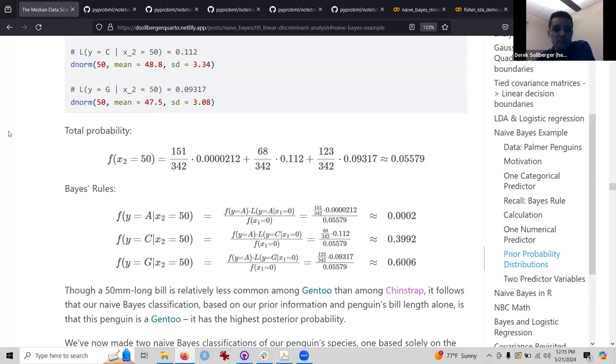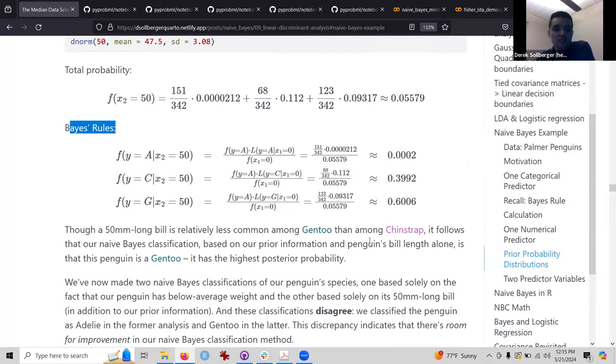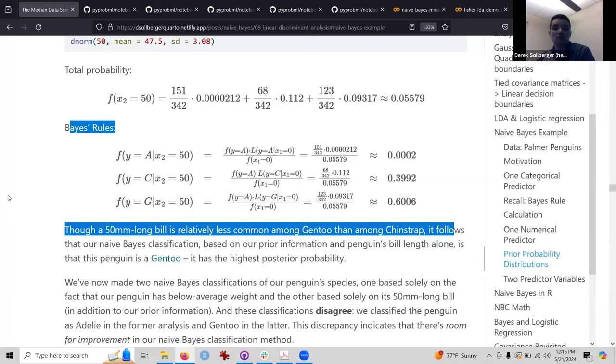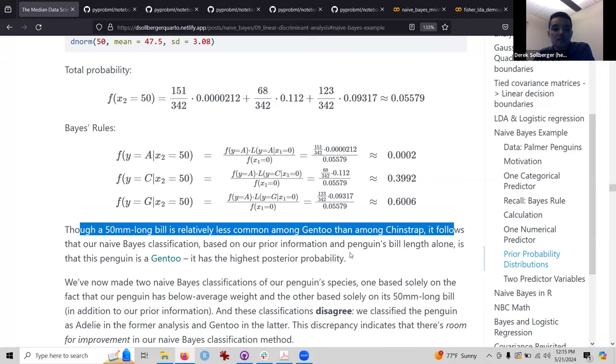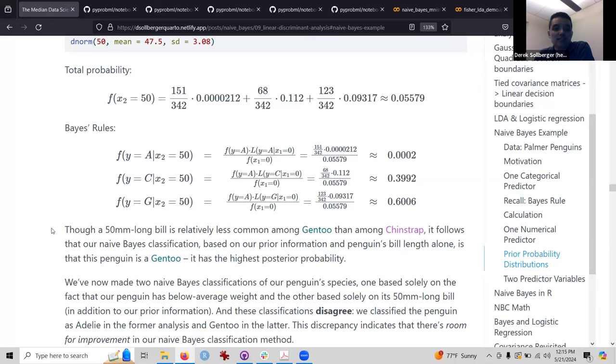Running through the calculations, going to scroll through this. Once again, focus on the paragraph of calculations that is at the end of the Bayes rule crank. We have the posterior distribution for the 50 millimeter bill length. And this time around, looking for the highest probability, we see that this calculation is pointing us towards the chinstrap penguins. Oh, sorry, the Gentoo penguins.